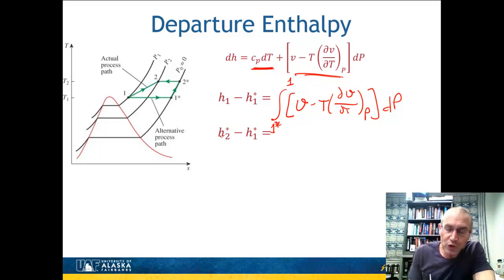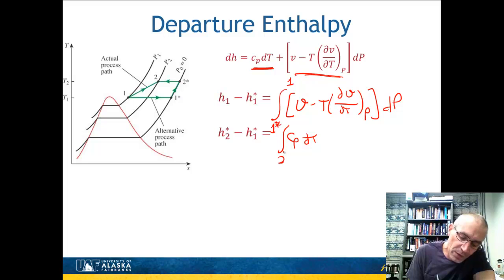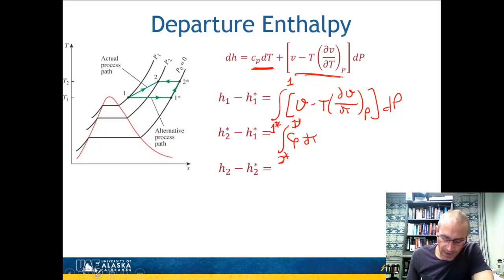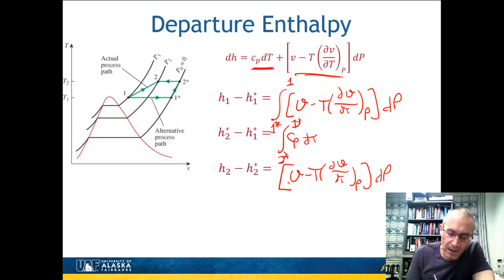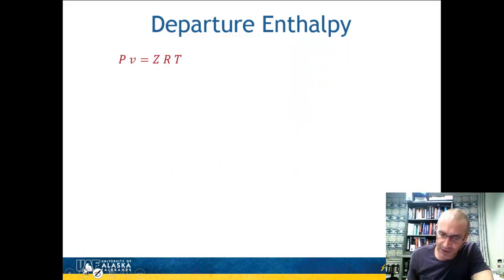And now 2 star to 1 star, this is the ideal. This is going to be simply the integral of Cp dT, again going from 2 star up to 1 star. And then the last term again is just going to be that bracketed term, so V minus T dV/dT at constant P, dP. And now again I'm going to be integrating that from 2 to 2 star. So those are going to be the 3 steps that I do.